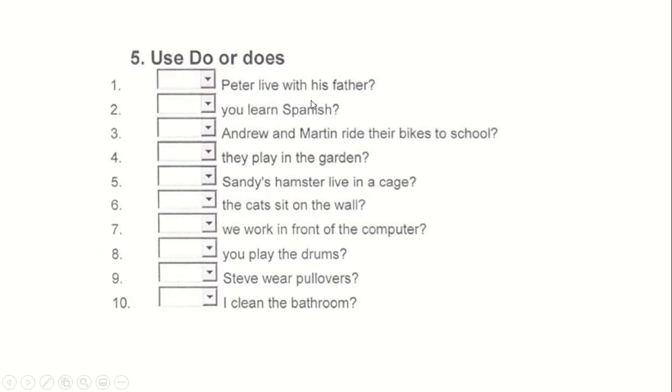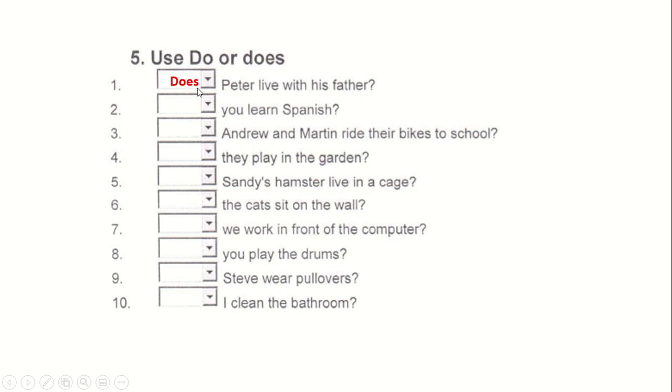Now, let's look at these carefully. We have 10 questions. So these are questions. As you see, at the end of each one, we see a question mark. So we said that we use do and does or all the other auxiliary verbs. One of their uses is to form questions. So let's look at number 1, for example. Does Peter live with his father? Okay, this is the question.